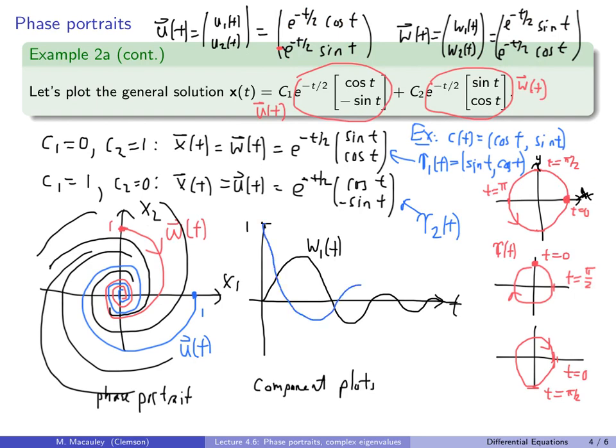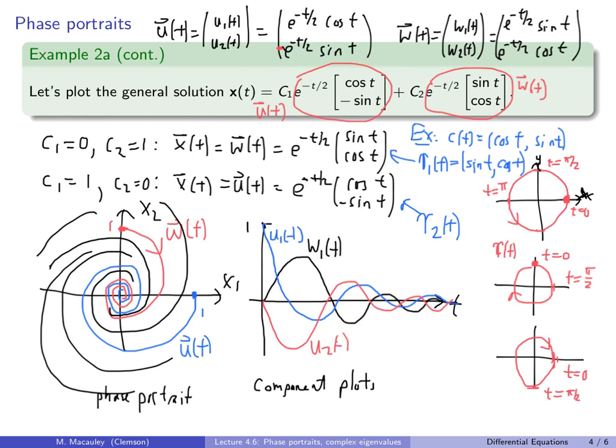May not be exactly the scale, but it's close. So this is u1 of t. u2 of t is going to look something like this. This is u2 of t. I could plot w2 of t, but I'm not going to, that'll just get too messy. Now I'm not too worried about the intercepts. I worry more about these things qualitatively.